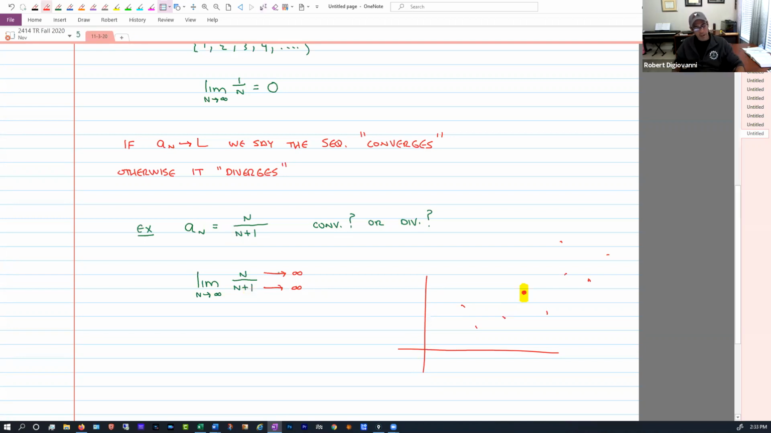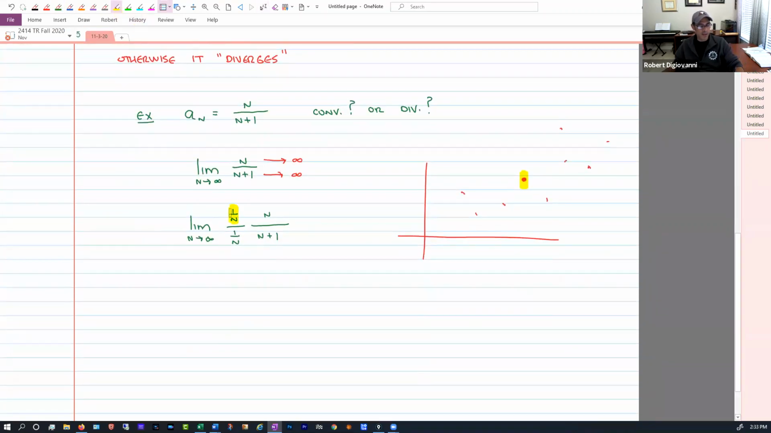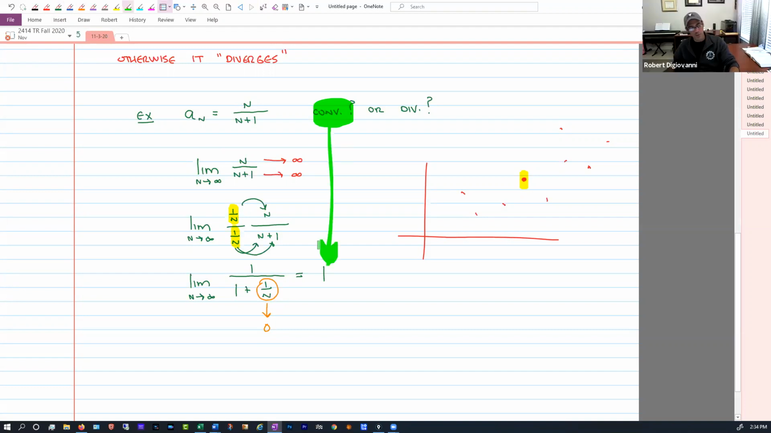So here's the way we could do this one without L'Hopital. We could just do some algebra. Multiply the top and the bottom by 1 over n. So I'm being clever and introducing that right there, 1 over n times 1 over n. Now when I distribute through, I get 1 on top, and on the bottom I get 1 plus 1 over n. Now if I let n go to infinity, this we know heads to 0. 1 over a huge number should still go to 0. So this limit is approaching 1 over 1, which is 1. So does it converge or diverge? It converges, and it converges to 1.